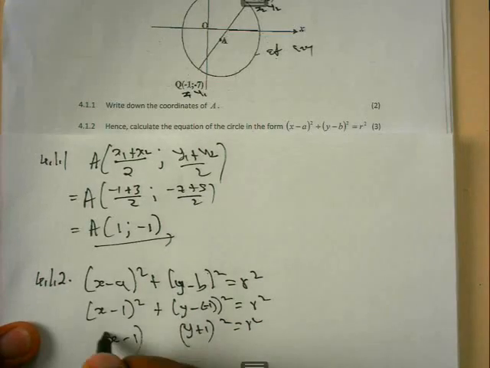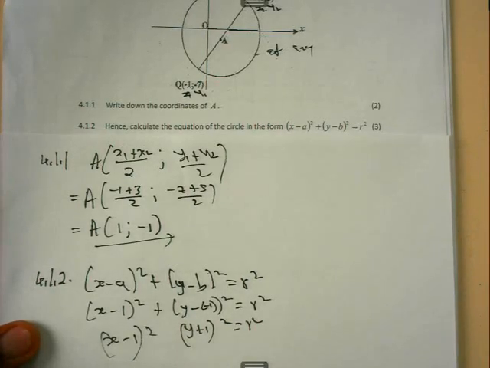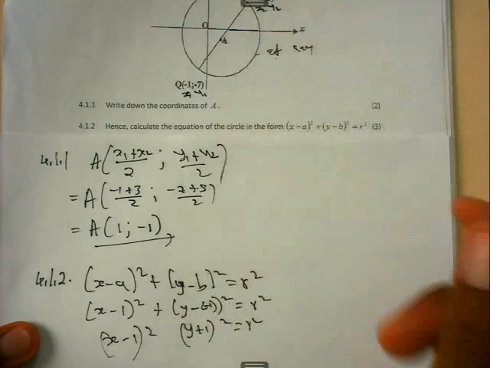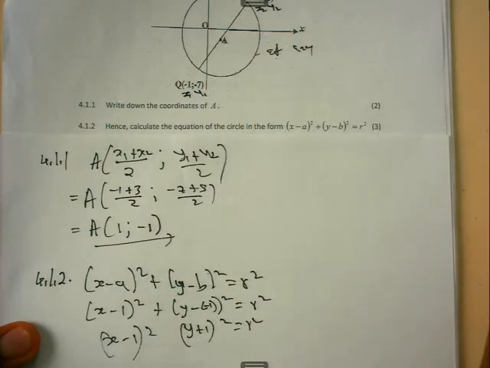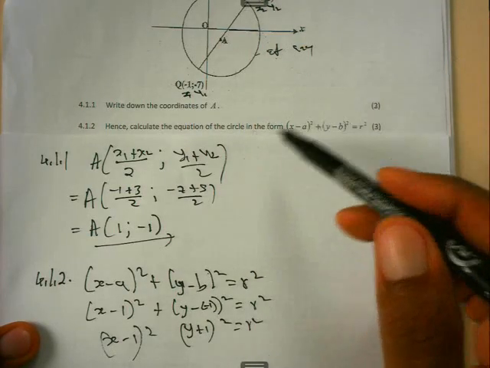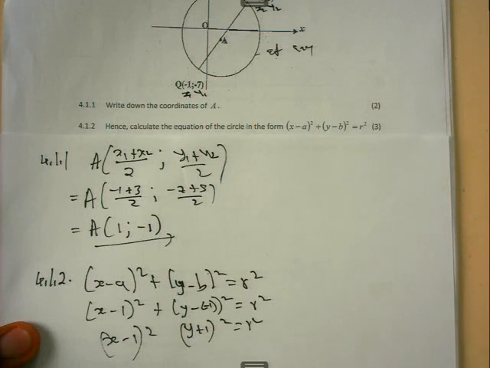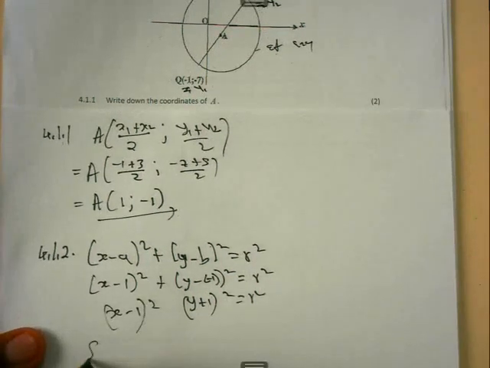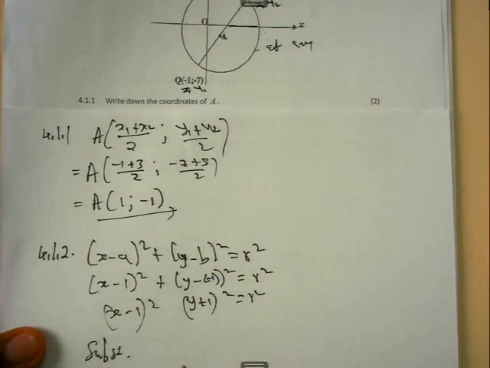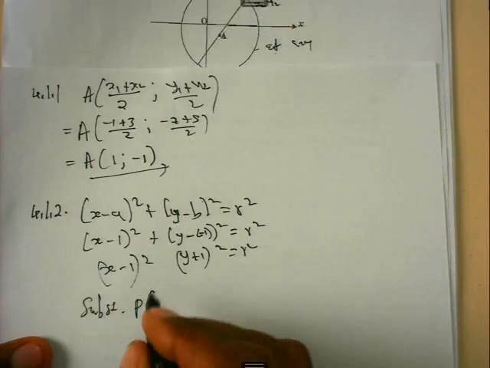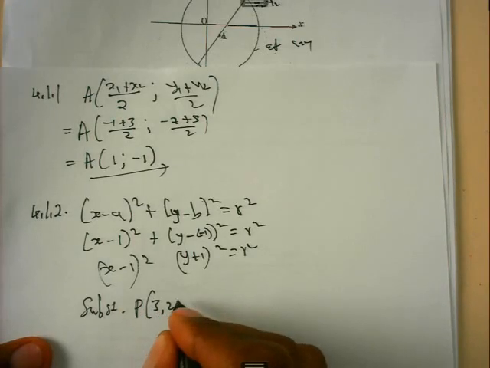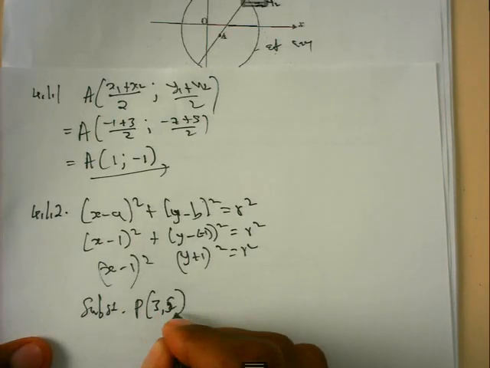Now we need to see, do we have the radius here? No, we don't have the radius, but we have a point on the circle. Then we need to substitute one of the points. Let us take point P. The coordinates of P are (3, 5).